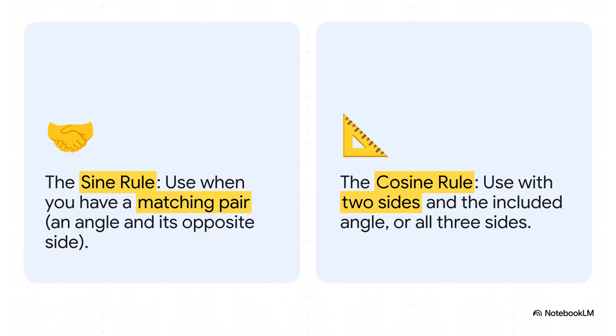Now, you have to think of these rules like different tools in a toolbox, right? You wouldn't use a hammer to turn a screw. You've got to know which one to grab for the job. So the sine rule, that's your go-to when you have what I call a matching pair. That means you know the length of one side and the angle directly opposite it. The cosine rule, on the other hand, is what you use when you don't have a pair, like when you know two sides and the angle that's kind of squished right between them, or when you know all three sides but none of the angles.